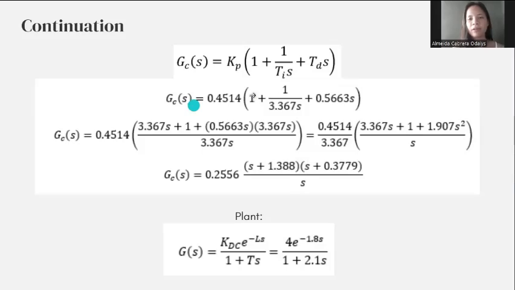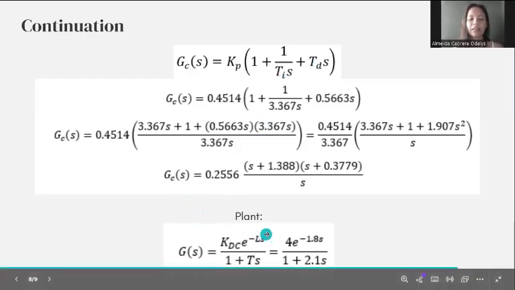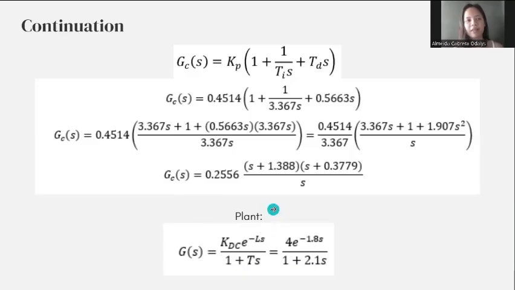Then with the values we previously calculated, we replace them in the transfer function of the PID controller. We perform additional calculations to simplify the transfer function. Additionally, we calculate the function for the plant.